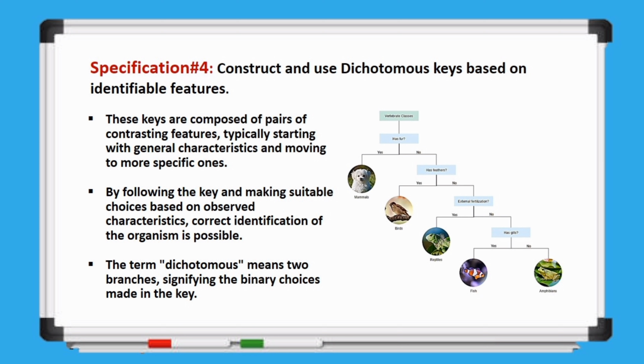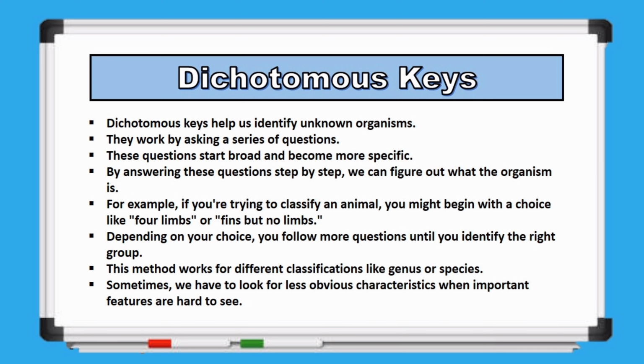These keys are structured in pairs of contrasting characteristics, beginning with broad, general features and narrowing down to more specific ones. And as you follow the key, you make decisions based on observable traits, leading to the correct identification of the organism. Dichotomous keys are tools used to identify unknown organisms by guiding users through a series of questions.